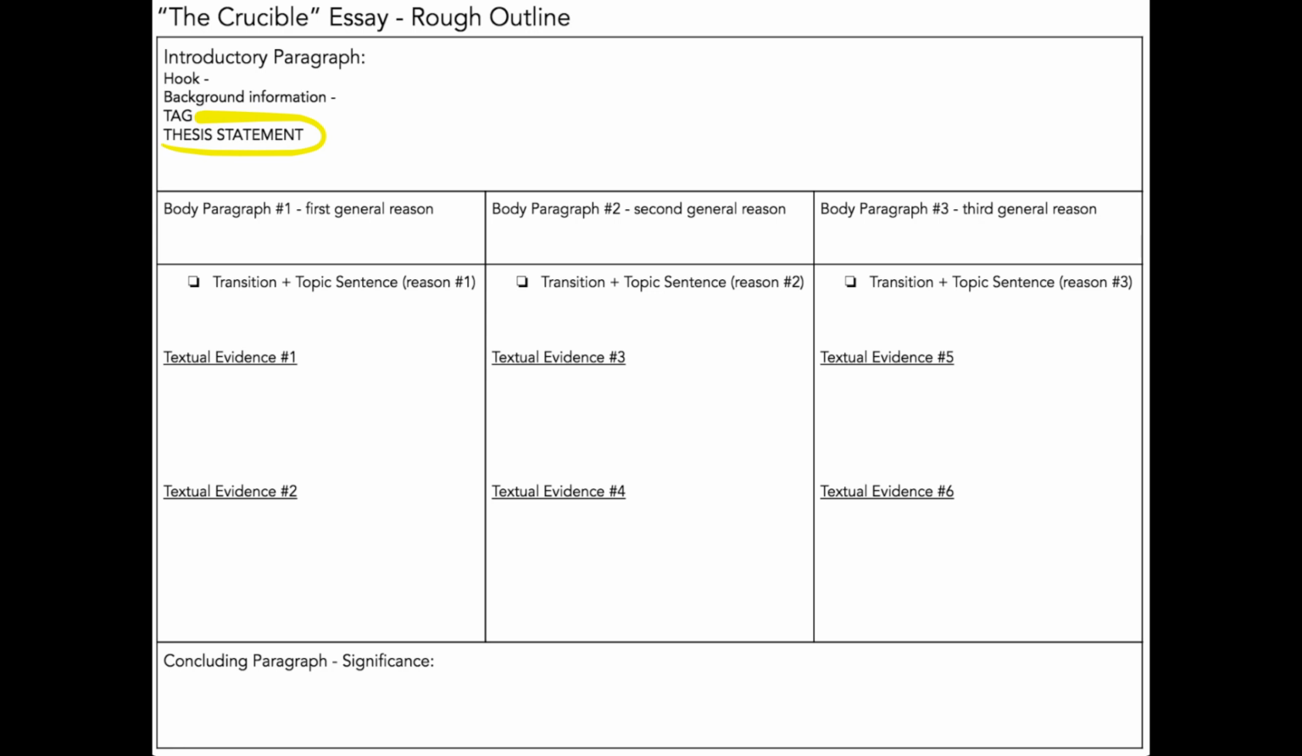Do not worry about the other aspects of the introductory paragraph and the concluding paragraph. For now, you can leave the hook, background information or context, tag, and concluding paragraph sections empty. Please only write in your thesis statement for now, and later when you watch the other video, you can learn more about what the hook, background information or context, tag, and the concluding paragraph are all about.